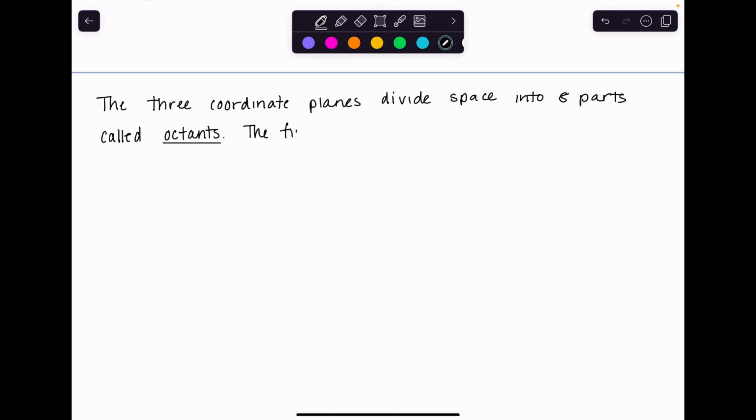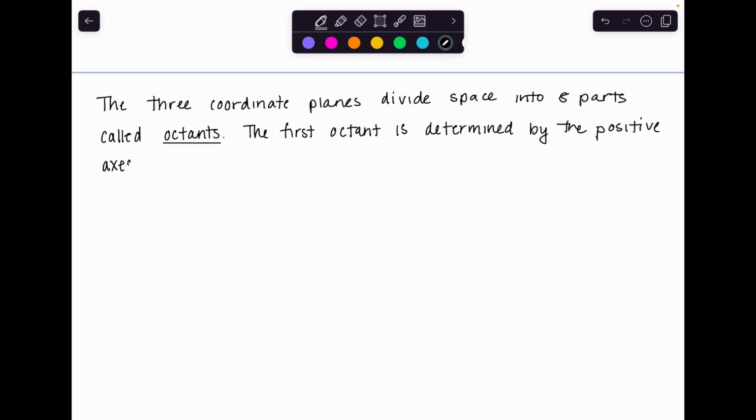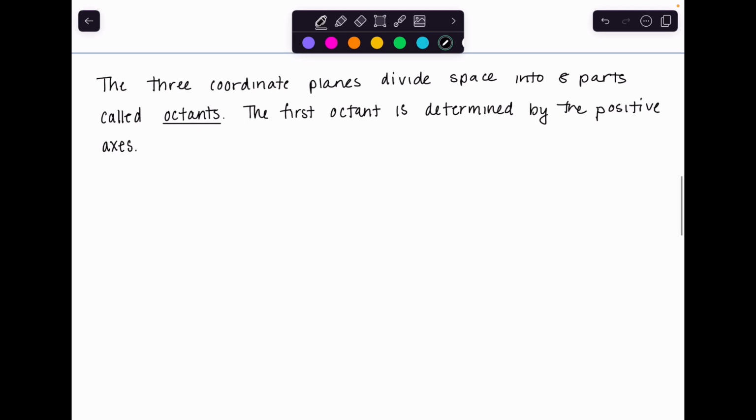So here, the first octant is determined by all of the positive axes. And then you move counterclockwise, and then you go underneath. So where X and Y are positive, but Z is negative, that would be your 5th octant, okay? So now we can start talking about how to kind of draw these visually so we can see a little bit better what's going on.